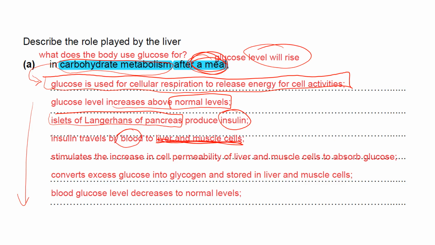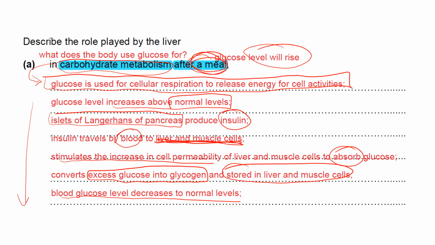After they produce the insulin, the insulin travels by blood to the liver and muscle cells. You must write these two together, okay? And when they reach the liver and muscle cells, the insulin will stimulate the increase in cell permeability of the cells to absorb glucose faster. After they absorb glucose, they will convert the excess glucose into glycogen so that they will not escape out from the cell, and they are being stored in the liver and muscle cells. And because of this storage of glucose in the form of glycogen, the glucose level in the blood decreases back to normal. This is the model answer, okay?